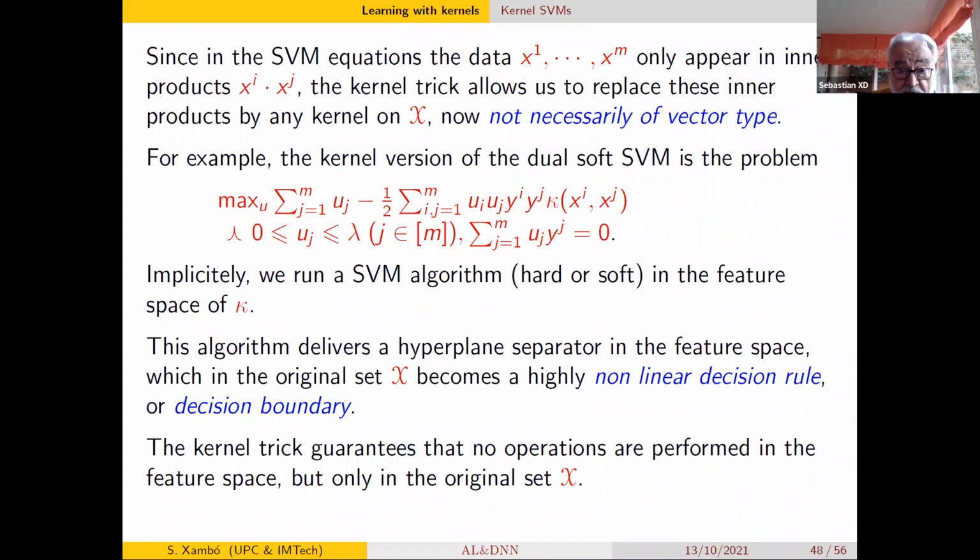This algorithm delivers a hyperplane separator in the feature space, which in the original set X becomes a highly nonlinear decision rule or decision boundary. The kernel trick guarantees that no operations are performed in the feature space, but only in the original set.